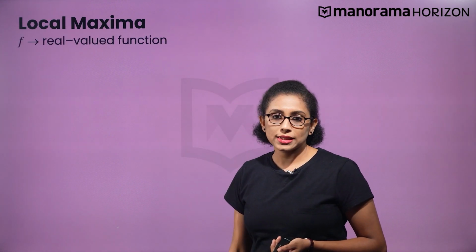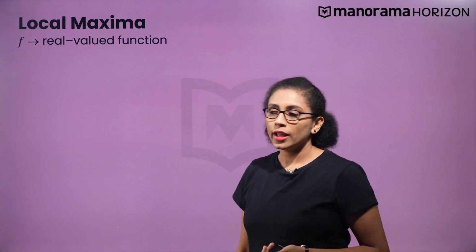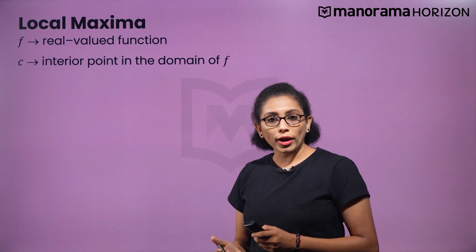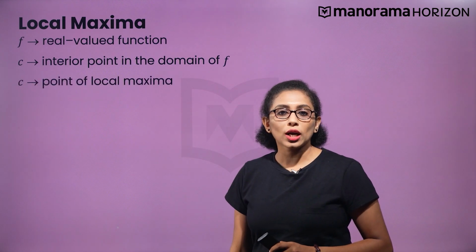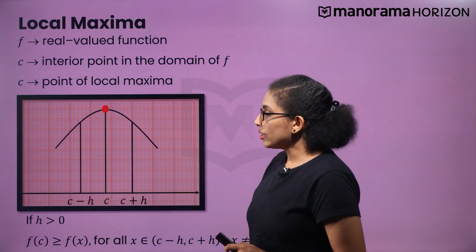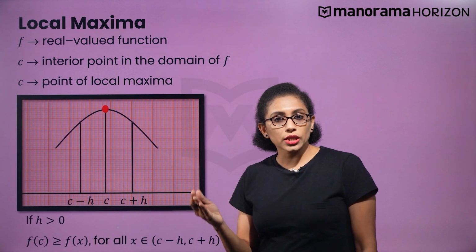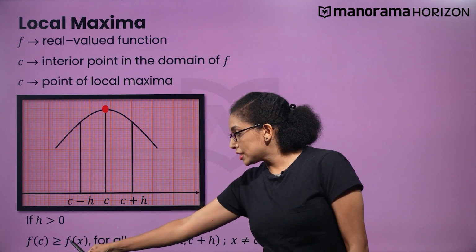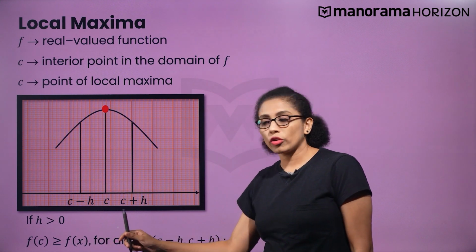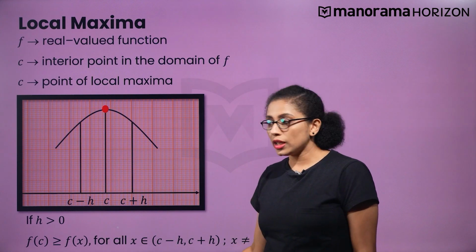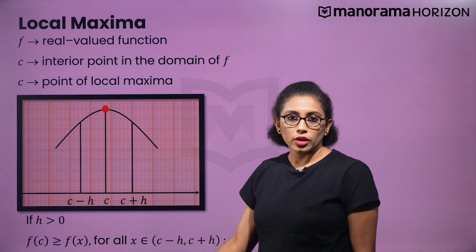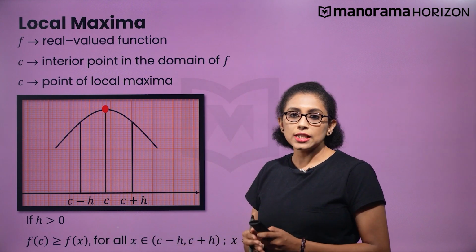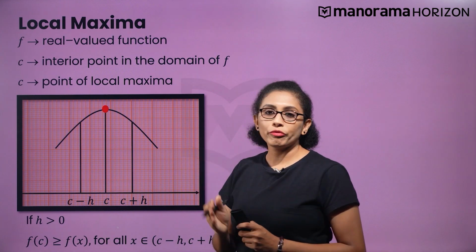Now, the question is, what is local maxima? Let f be a real valued function and c be an interior point in the domain of f. Then the point c is called the point of local maxima if there is an h greater than 0 such that f(c) is greater than or equal to f(x) for all x in the interval (c - h, c + h). And the value f(c) is called the local maximum value of f.